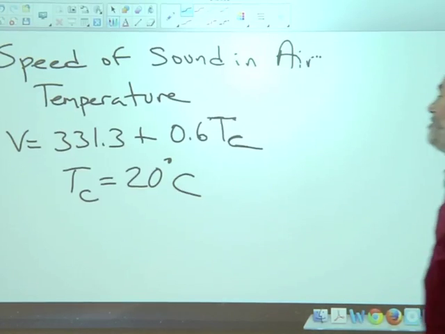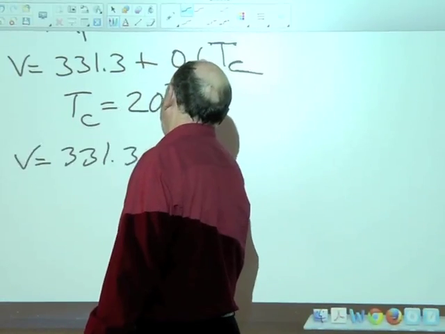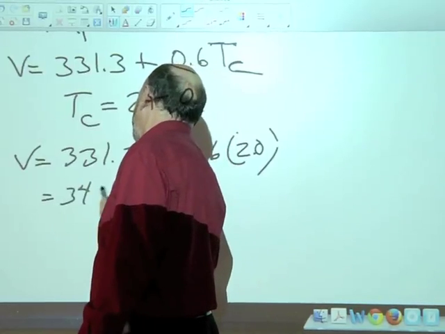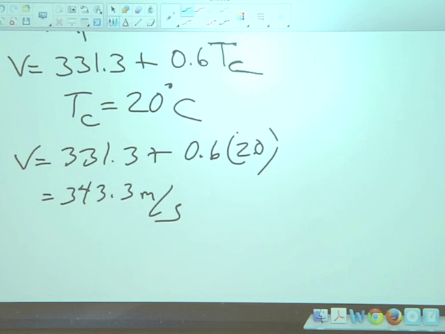343.3, right? Plug that in. So the velocity would be 331.3 plus 0.6 times 20, and you end up at 343.3 meters per second. Actually, 20 times 0.6 is exactly 12, a nice whole number. I plugged in 0.1 instead of 0.3. All right, my bad.